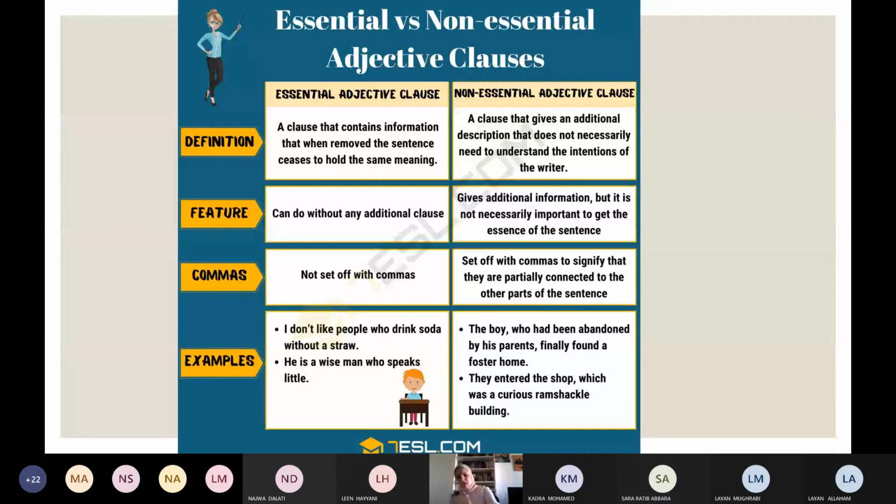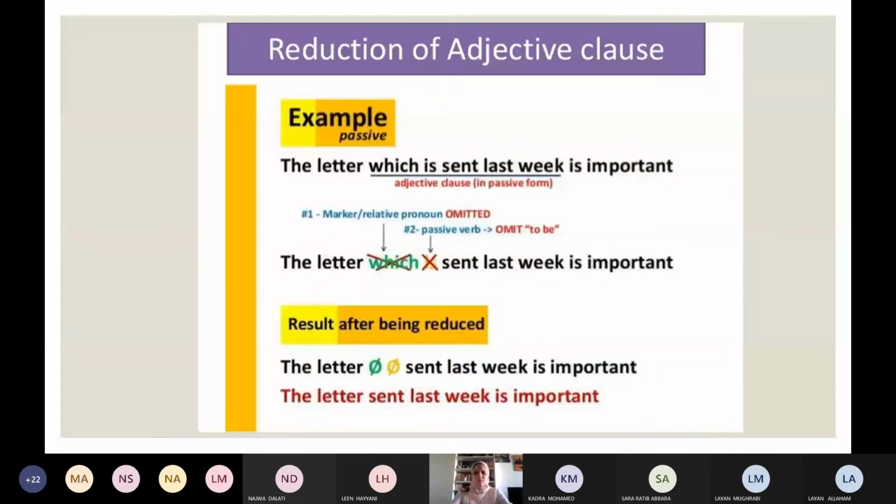When I have an essential adjective clause and a non-essential adjective clause: essential adjective clause, I cannot eliminate it from the sentence. Non-essential, I can eliminate, it comes between two commas. That's it. The last part to be said today, that sometimes I can remove the relative pronoun. Sometimes I can remove or eliminate the relative pronoun.